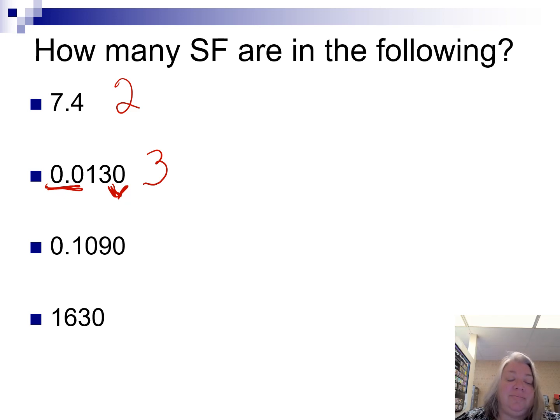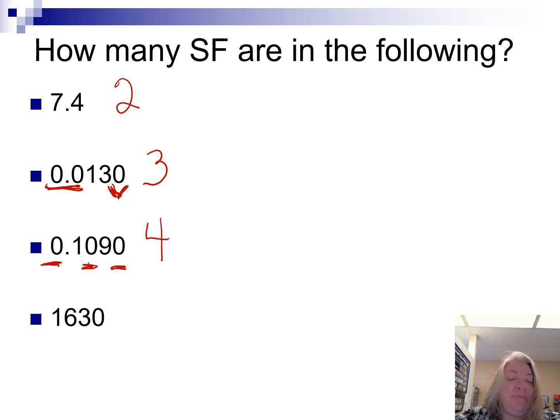On the next one, okay, we got lots of zeros in this one. Leading 0, never significant. Captive 0, always significant. Trailing 0, only significant if there's a decimal in the number, which there is in this case. We have 4 sig figs.